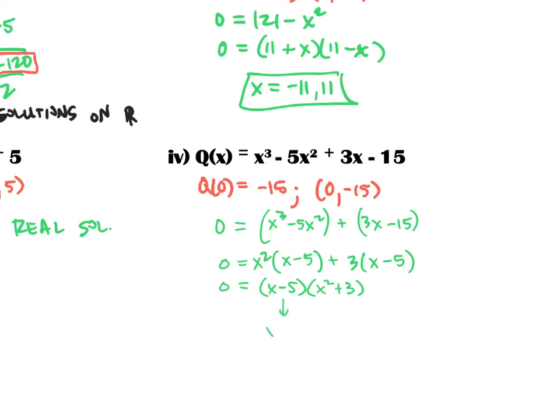Okay, so where would this be equal to 0? Well, it would be equal at x equals 5. This is very interesting too. Where would that be equal to 0? Well, what you'll see is that x squared can never be equal to negative 3. Therefore, this will not yield any solutions. No solutions will come out of that portion. Therefore, my only solution in this cubic would be x equals 5.